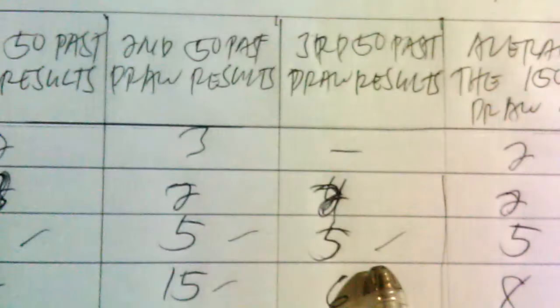Now on the third column, we have here the third 50 pass draw results. Okay, we have here the indicator 1 low, 1 middle, 3 top came out 5 times, and 1 low, 2 middle, 2 top came out 6 times, and we also have here 2 low, 2 middle, 1 top came out 5 times, and 3 low, 1 middle, 1 top came out 4 times on the third 50 pass draw results.